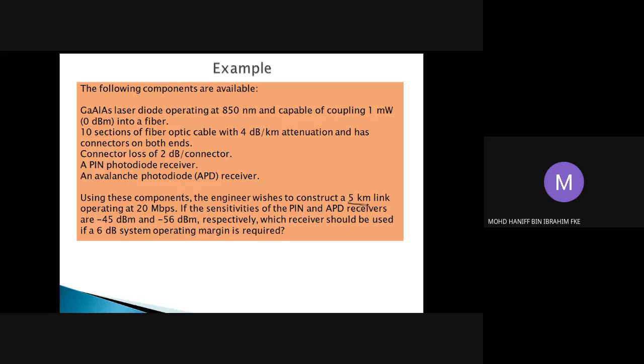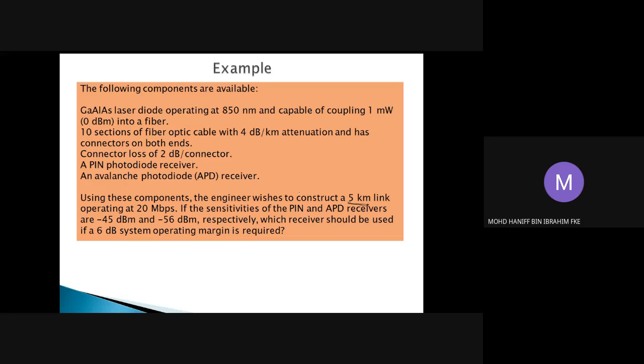The system margin given is 6 dB. Okay, so we have to choose. The idea is you are given all the information: the transmitter value, the power of the transmitter or laser diode, the channel loss and the connector loss. The option now is to choose which receiver to use, the PIN photodiode or the avalanche photodiode, with respective sensitivities of negative 45 dBm for the PIN and negative 56 dBm for the APD.